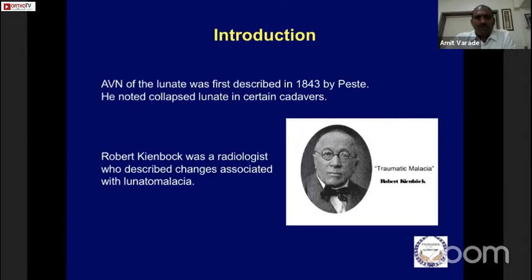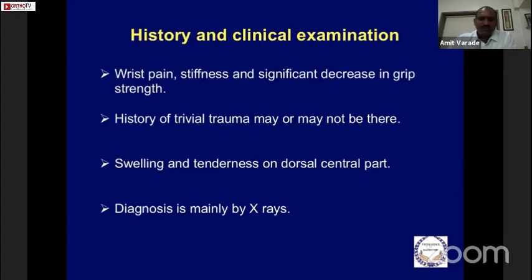Avascular necrosis of the lunate was first described in 1843 by Peste, and Robert Kienböck was a radiologist who described changes associated with lunatomalacia. Generally, when these patients present to us, they present with wrist pain, stiffness, and a significant decrease in grip strength. There may or may not be a history of trauma, but some patients correlate these things with trauma. On examination, there is swelling and tenderness on the dorsal central part of the wrist, mostly due to synovitis. And diagnosis is mainly by X-rays.